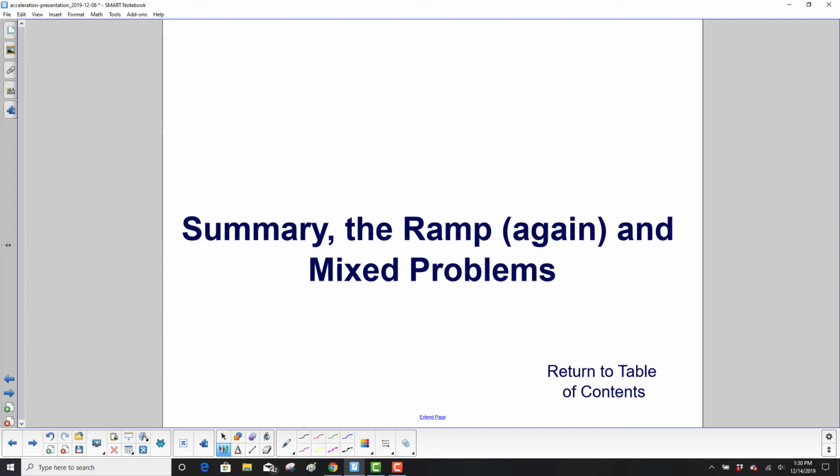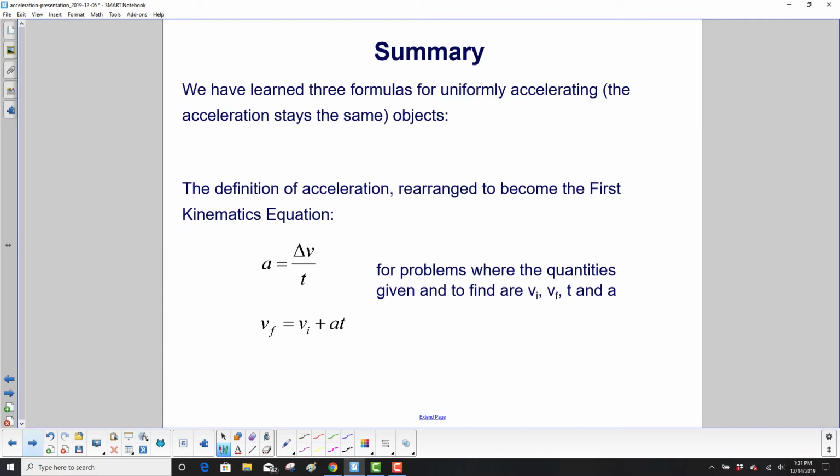Summary, the ramp. Again, we actually started this unit with a mini lab on doing a ramp problem. We're going to do it again in a slightly different way, and mixed problems. We've learned three formulas for uniformly accelerating objects. Uniform acceleration means the acceleration stays the same or it's constant.